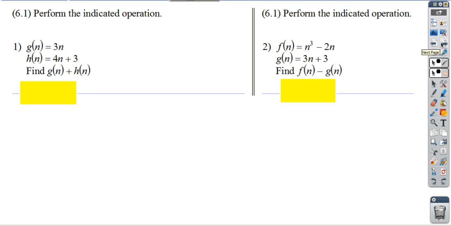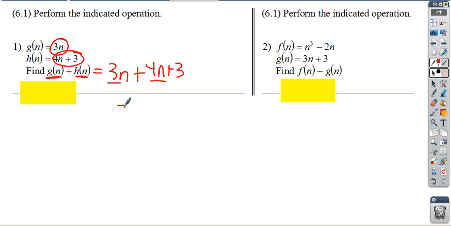Okay, so 6.1 is on operations with functions, and really all you need to do here is just take that function, which is g of n is that right there, and add that function to it. H of n is 4n plus 3. The like terms are 3n plus 4n, which equals 7n, and we still have that plus 3, and that's as simplified as we can make it.